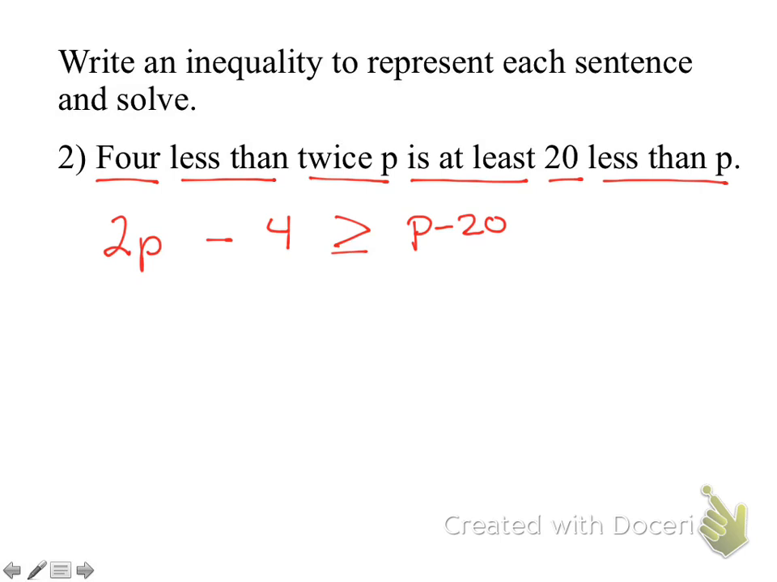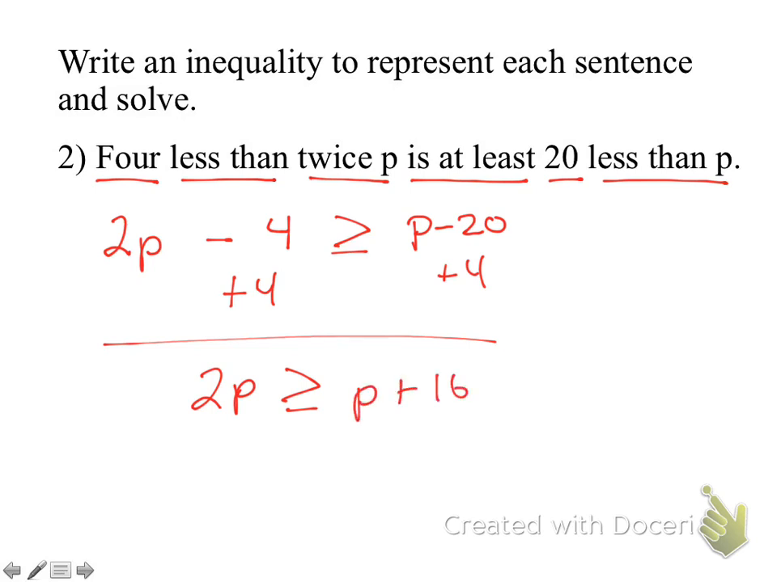Let's go with Darren. You subtract 4 on both sides. Subtract 4? I mean, add 4 on both sides. Adding 4 on both sides. Next, minus 16. And then keep going, Darren. So then you subtract P on both sides. And then we end up with P is greater than or equal to negative 16. Good.